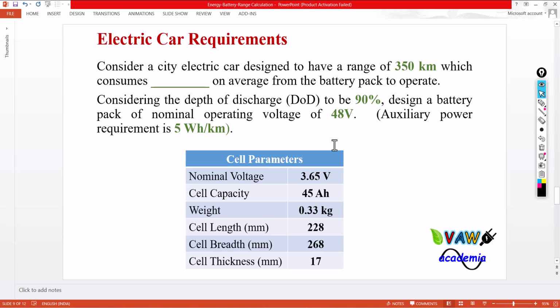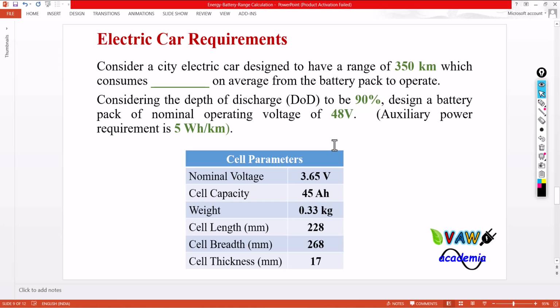Okay, the individual lithium ion cell parameters are given. The nominal voltage of a single cell is 3.65 volts, the cell capacity is 45 ampere hour, the weight of a single cell is 0.33 kg, and the dimensions of the cell, length, breadth, and thickness, are given.